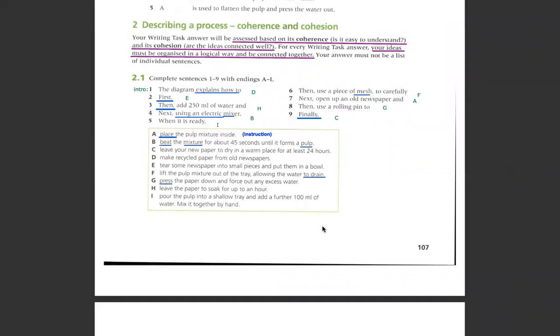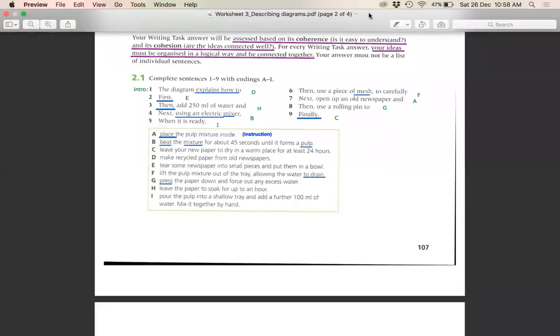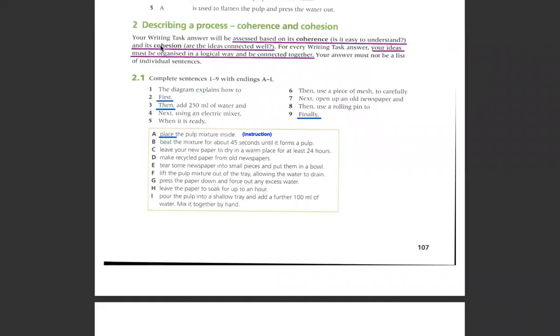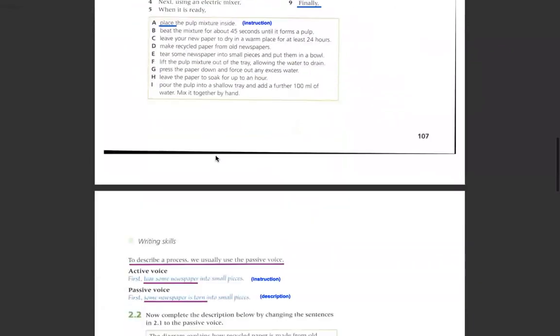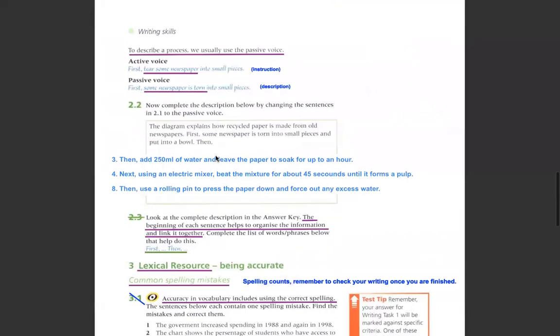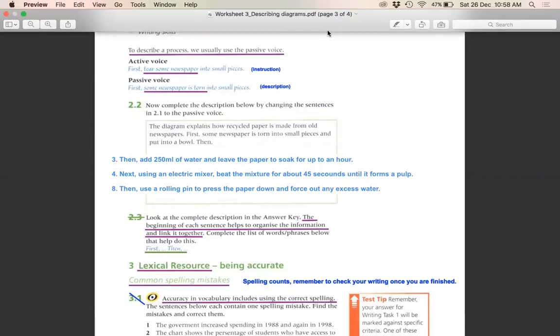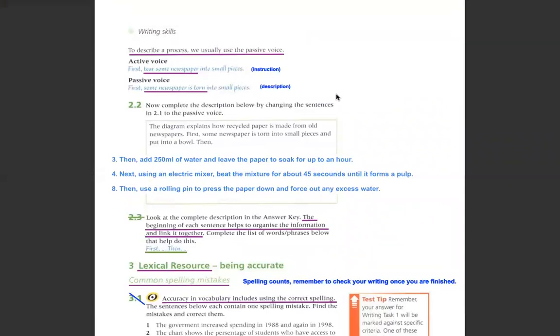So here we have our process of how to make recycled paper. We start with our introduction, and then we use words like first, next, then, finally, in order to describe our process. So here we have a list of instructions. But we don't want to just list instructions. We want to describe a process. So in order to describe a process, we usually use the passive voice. Okay, remember passive, we just did it in worksheet 1.